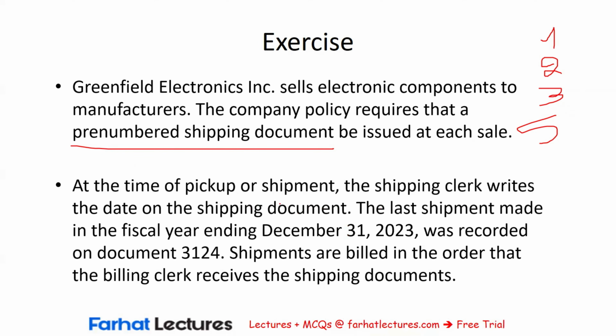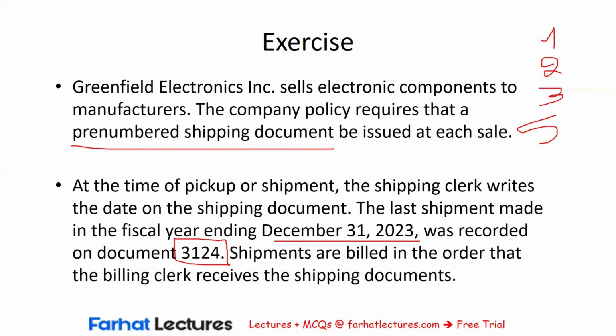At the time of pickup or shipment, the shipping clerk writes the date on the shipping document. The last shipment made in the fiscal year ending December 31st, 2023 was recorded on document 3124. The auditor will write down the shipping document number and will make sure that any sales invoices related to shipping documents after this number will not be recorded in the year 2023 because they were shipped after the year 2023.